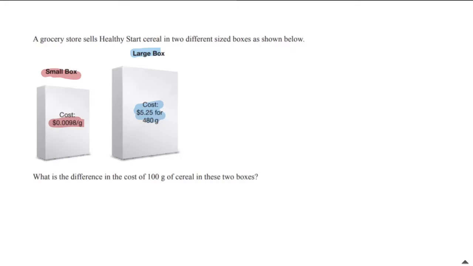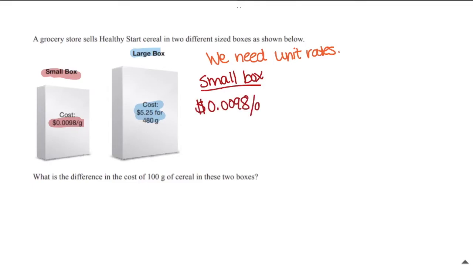So to be able to compare the small and the large boxes, we need our unit rates. And the nice thing is that for our small box, we're given our unit rate. It tells us how much it is per gram. So since this is for 1 gram, this is our unit rate. But we need to find the unit rate for the large box. It does not tell us the unit rate because this is for 480 grams.